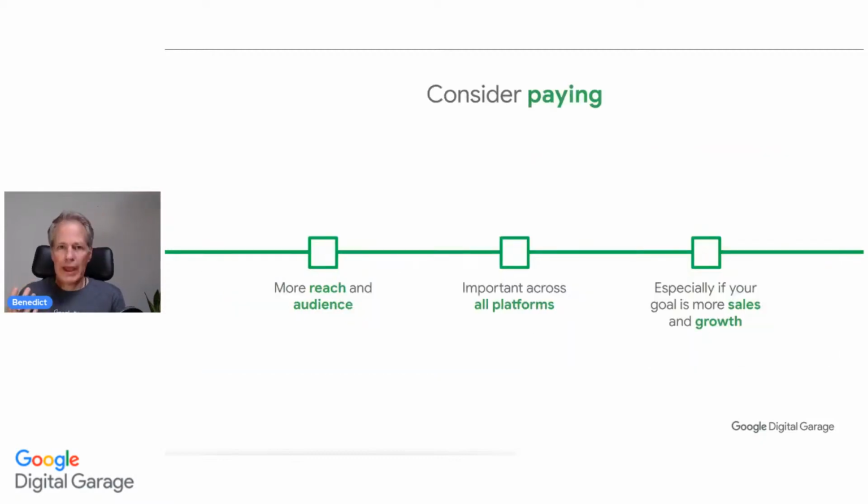Also, organic reach can only take you so far. The big thing is, it can only reach followers and followers of followers. It's very easy to pay a little extra to reach more customers, and it doesn't have to be expensive. A few platforms make it difficult to reach without paying for it. So it works really well if your goal is more sales and growth. More reach and audience is important across all platforms, and especially if your goal is more sales and growth. Okay, I hope that helps you a little bit.